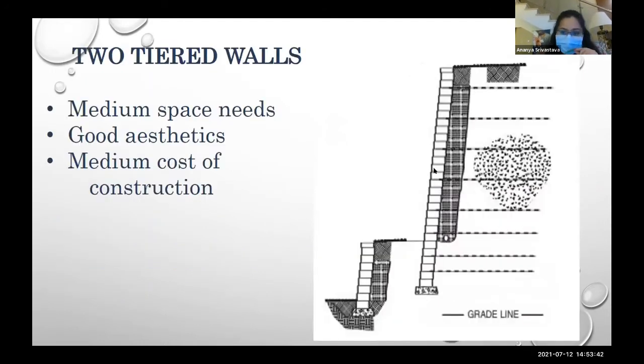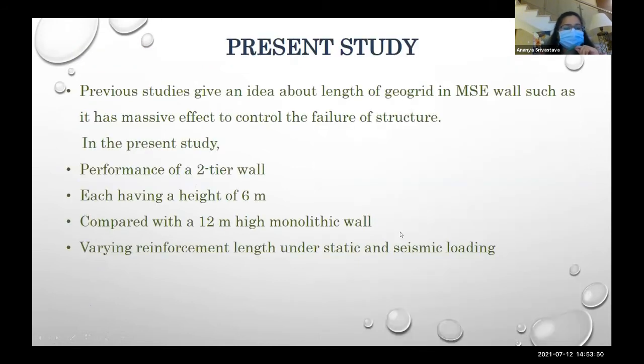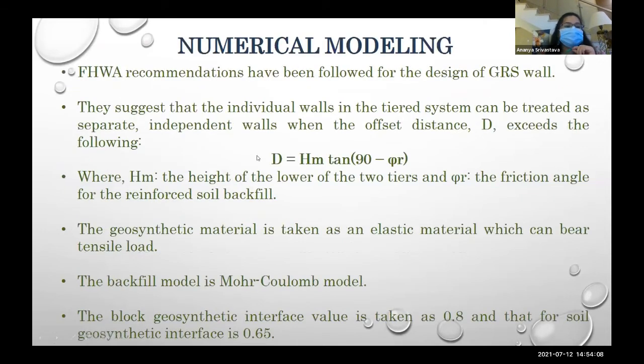Then for two tiered walls, we have one wall redivided into upper and lower sections with an offset distance in between. What the present study does is look at the performance of a two-tier wall, each having a height of 6 meter, and we compare it with the same kind of wall with the same kind of geosynthetic reinforcements with a high monolithic wall of 12-meter height. And then we are varying its reinforcement length under static and seismic loading conditions.